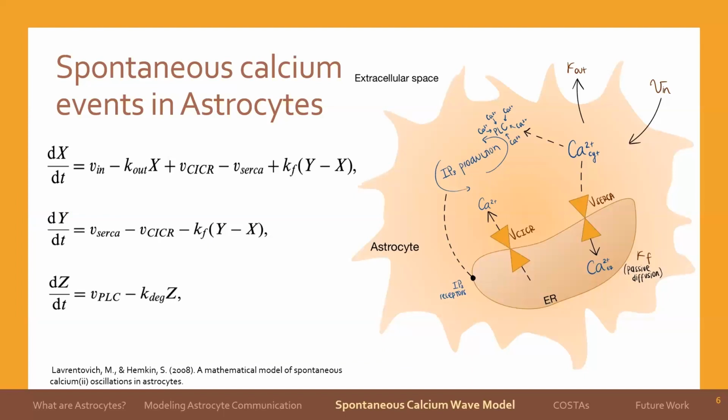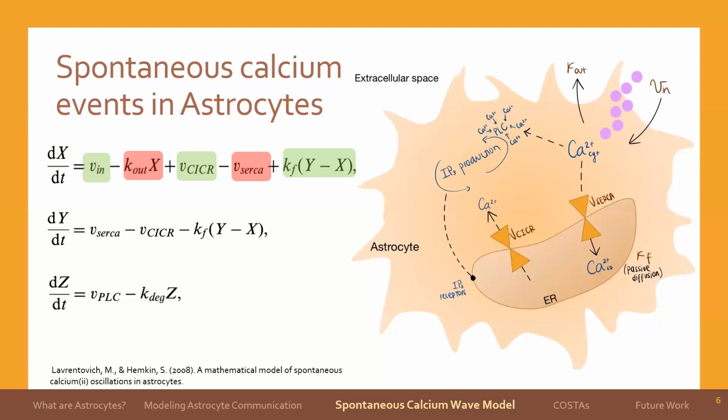So specifically, the model that I will be referring to is the spontaneous calcium events in astrocyte model, and it's based on a 2008 paper, and it had these three coupled differential equations. The first one is the X system. Once again, that was the calcium concentration in the cytosol. So we have that calcium going in. The terms in red are the ones that are leaving the cell, so calcium leaving, and then the green is calcium entering the cytosol.